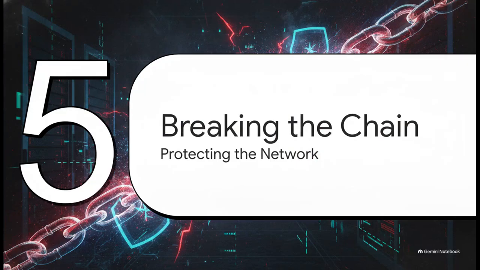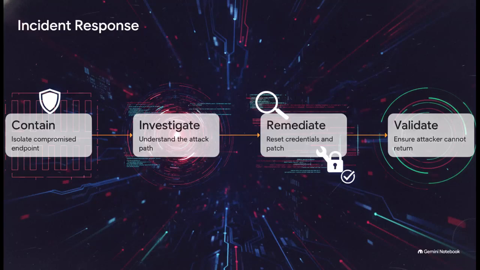Phase 5, breaking the attack chain and how to actually protect the network. When an incident does happen, the response isn't simply to just pull the plug and kick the attacker out. Honestly, that's just a temporary fix. Proper incident response is a strict process. First, you contain the compromised endpoint. Second, you investigate. You absolutely need to understand exactly how they got in and what they touched. Third, you remediate by resetting credentials and patching that initial vulnerability. And fourth, you validate that the attacker cannot simply return through some hidden backdoor they left behind.